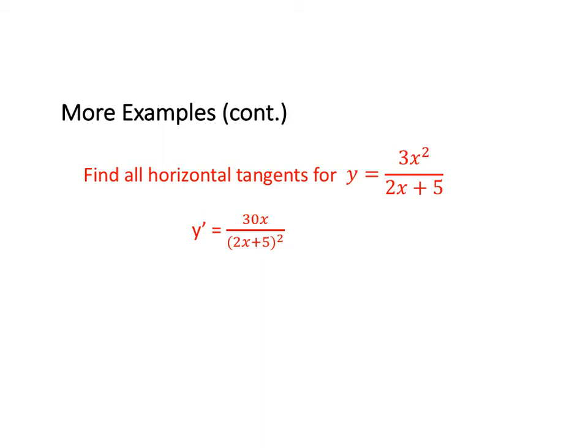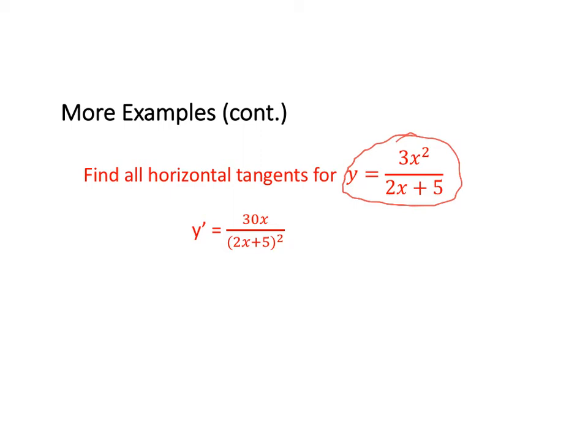Let's say we were asked to find all horizontal tangents for this same function that we talked about in the previous slide here. So we've got y, or f of x, or however you want to write it, is equal to 3x squared over 2x plus 5. So we want all horizontal tangents. So therefore, we want to know, where is this graph?